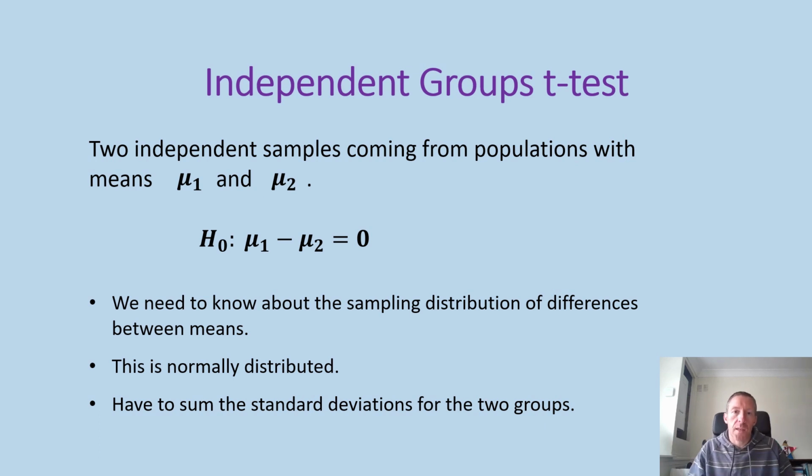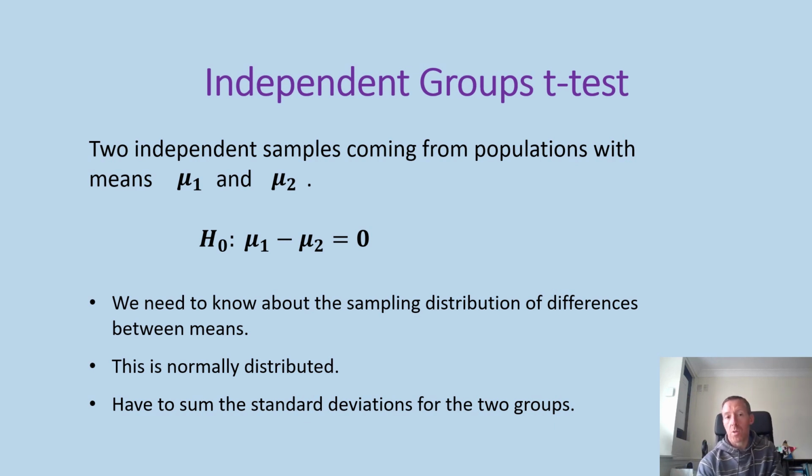All right, independent group t-test. So here we have 2 independent samples coming from different populations, in theory. We want to know if there's a significant difference between our sample means. And the null hypothesis here is there is no difference, so the population means have the same value. So 2 independent samples coming from populations with means mu1 and mu2, and H0, our null hypothesis, is that if we take population mean 1, mu1, and subtract population mean 2, mu2, the result should be 0. They're no different, apart from a bit of sampling error.